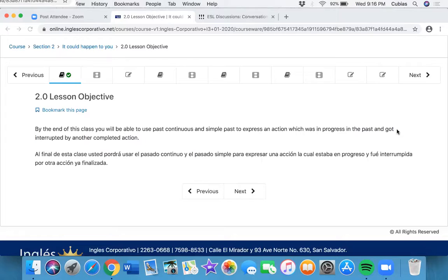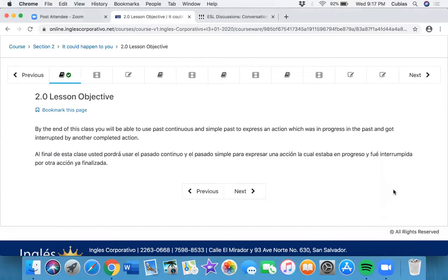By the end of this class, we'll be able to use past continuous and simple past to express an action which was in process in the past and got interrupted by another complete action. Thank you very much, Jose. Very good. Now, we want to make sure that we understand what the past continuous and the simple past are.